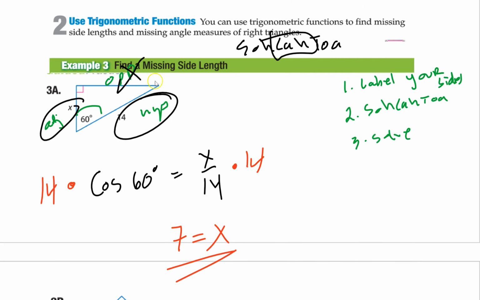So that's all we're going to do. We're going to label the sides. You can do it in your head or write it out. And then you go, okay, which one do I need? So SOHCAHTOA. Put that one, then just solve it.